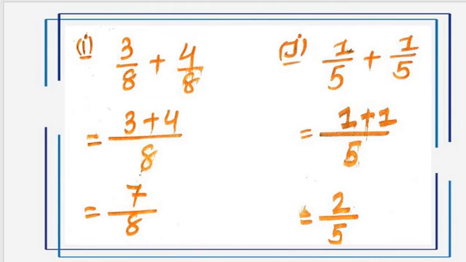Then, my dear students, we write the next step: 1 plus 1 upon 5. 1 plus 1 upon 5 is equal to 2 upon 5. Again and again I am telling you, we have to only add the numerators. 1 plus 1 is equal to 2. 2 upon 5 is our answer. I hope you all understood, my dear students.